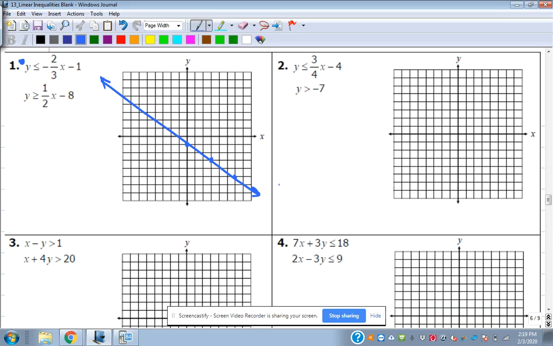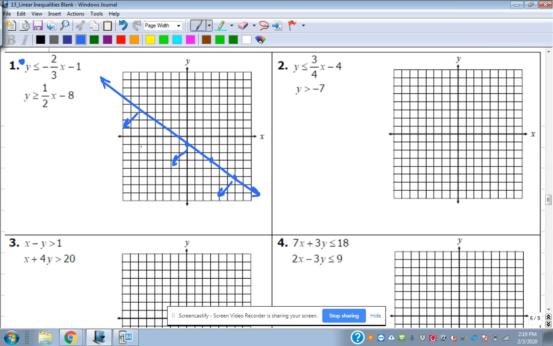And then I need to think about shading. Can I test 0, 0 with this one? Okay. Plug a 0 in for y and a 0 in for x. Is 0 less than or equal to -1? No, it is not. So that means I'm not going to shade 0, 0. I'm going to shade away from it, which would be below that line. So that'd be down here.